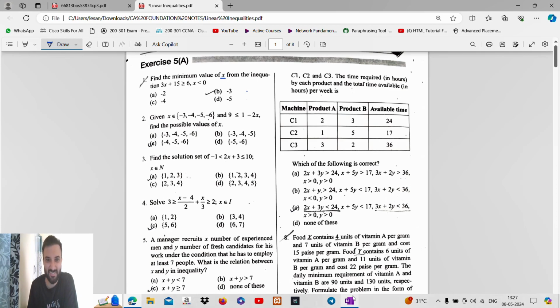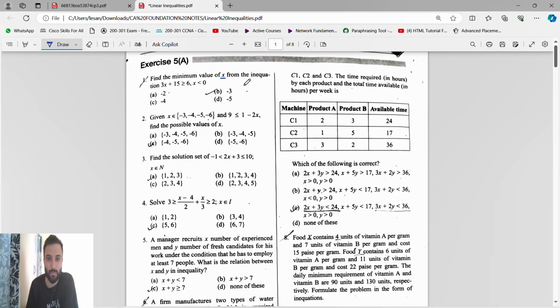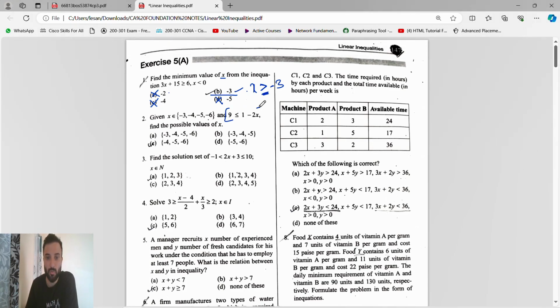Sorry for that voice. So minus 2, no, because what we got, the x is greater than equal to minus 3, means x is greater than minus 3 and x is equal to minus 3. So x is minus 2, no, minus 4, no, minus 5, no, see this, minus 3, because x is equal to minus 3. Okay, now we will see this. X is minus 3, minus 4, minus 5, minus 6.